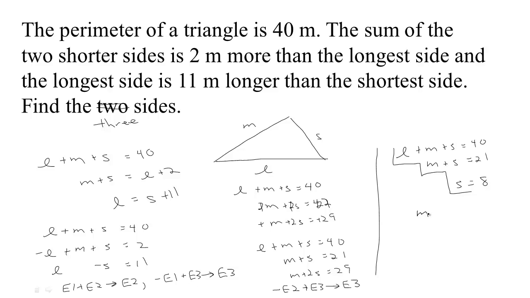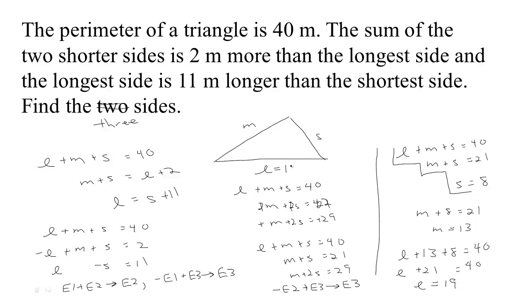Knowing that s is 8, I can back substitute to find that m plus 8 is 21. So that means m is 13. And finally, knowing that, L plus m, which is 13, plus s, which is 8, is 40. So 13 and 8 is 21. So L plus 21 is 40. And 40 minus 21 is 19. So the length is 19.